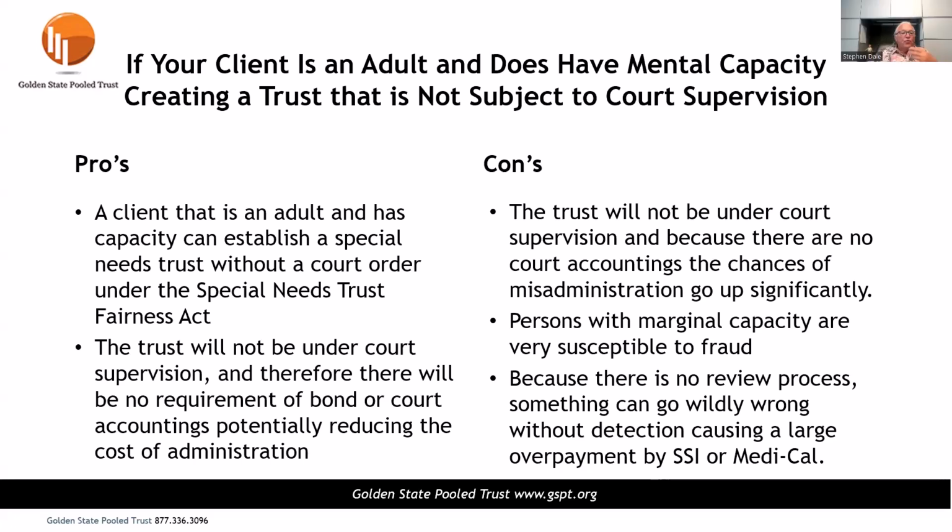So the pros of not being under court supervision is that, once again, they can establish the trust without a court order. Certainly going to be a lot less expensive, certainly going to be faster. The trust will not be under supervision, therefore will not have a requirement of bond or court accountings, potentially reducing the amount of money that's going to be available to actually help our beneficiary. In the end, I think that's what we're supposed to do. But, to get there, we got to get through all this.